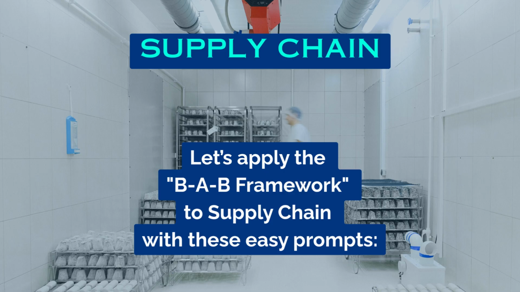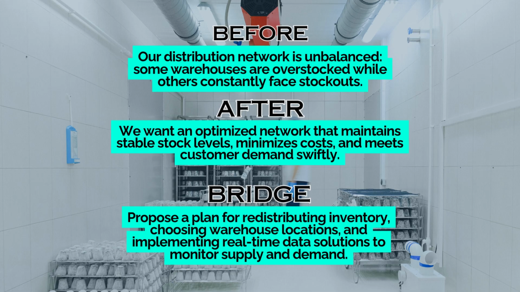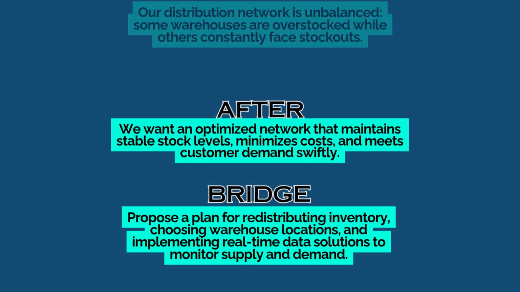Supply chain. Let's apply the BAB framework to supply chain with these easy prompts. Before, our distribution network is unbalanced. Some warehouses are overstocked while others constantly face stockouts. After, we want an optimized network that maintains stable stock levels, minimizes costs, and meets customer demand swiftly. Bridge. Propose a plan for redistributing inventory, choosing warehouse locations, and implementing real-time data solutions to monitor supply and demand.